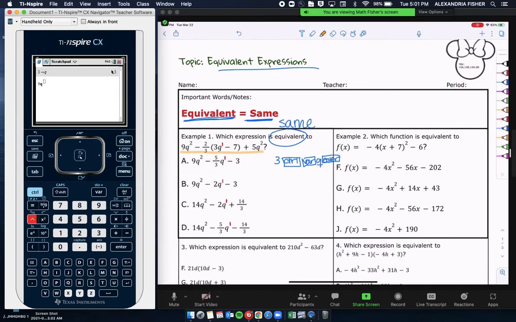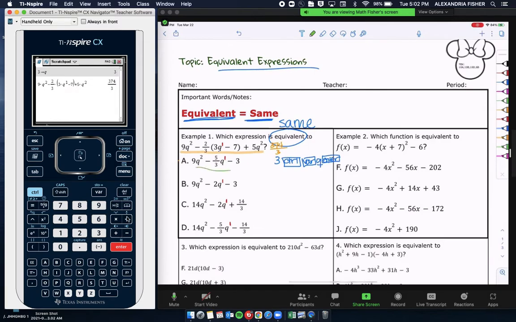And then now we're going to put this inside the calculator, just like we see it. 9Q squared minus, make sure you press down, minus per control divide for 2 over 3 parentheses 3q, put that 1 on top, minus 7 plus 5q squared, enter. And we're going to write that number down, okay? So we have 374 over 3. So now what I'm looking for is for one of these answer choices to be the same as 374 over 3.